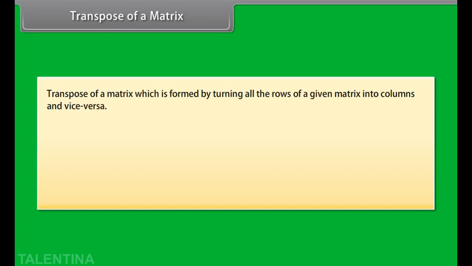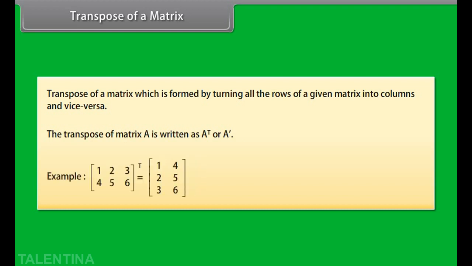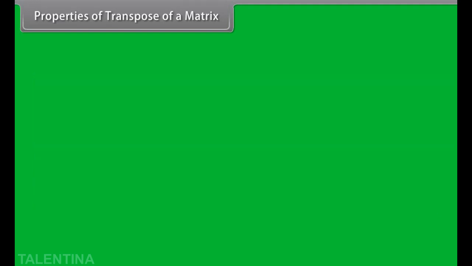The transpose of a matrix is formed by turning all the rows of a given matrix into columns, and vice versa. The transpose of matrix A can be written as, for example, the transpose of the matrix with first row 1, 2, 3 and second row 4, 5, 6 is the matrix with first row 1, 4, second row 2, 5, third row 3, 6.